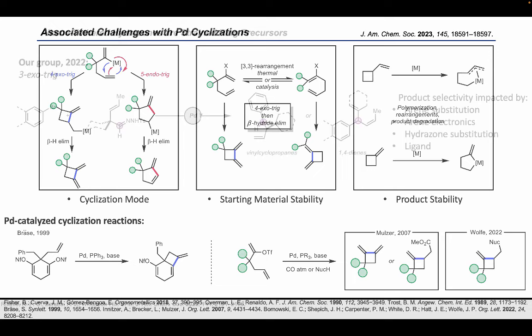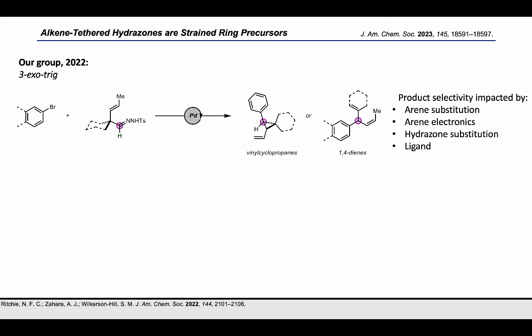Building off foundational work by Barluenga, Valdés, and Jianbo Wang, as well as previous work in the group, we identified alkene-tethered hydrazones as suitable reagents to achieve our intended cross-coupling cyclization cascade. In 2022, our group reported the use of alkenyl hydrazones for the synthesis of vinyl cyclopropanes and their ring-opened 1,4-diene isomers. Through the course of that study, we discovered that selectivity for the ring-closed versus ring-opened isomers was dictated by arene substitution, arene electronics, hydrazone substitution, and the ligand.